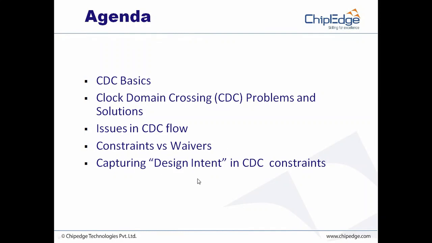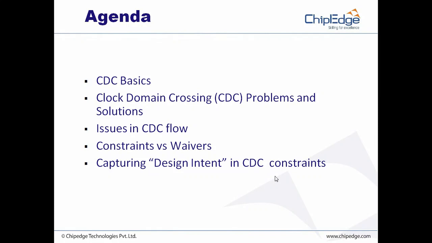And capturing design intent in CDC constraints. How are we going to capture design intent in CDC constraints? Let's say we want to do some CDC analysis for a particular block. What do we have to capture to get accurate results? There are inputs, outputs, clocks, resets, some other cases, right? So what all we have to consider, so that our results will be proper. Those things we'll also capture here.